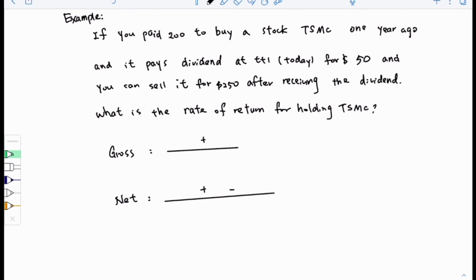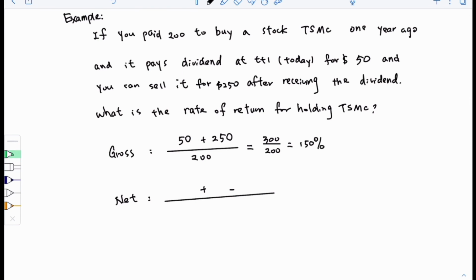To come up with the rate of return, we can come up with the gross return and the net return. For the gross return, we get what will be the total payment we are going to receive when holding this stock. We are going to receive the dividends, and then we sell it, we are going to receive $250. Then we divide by the payment we made 1 year ago. So this year's rate of return will be equal to 300 divided by 200, which will be 150%, which is extremely high.